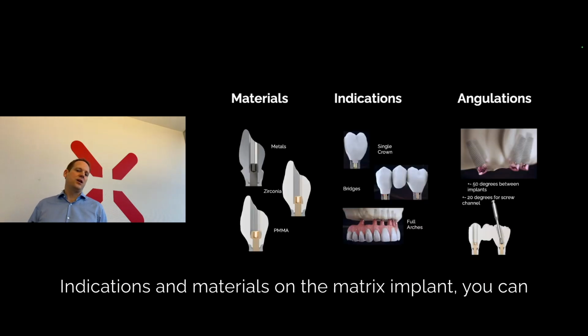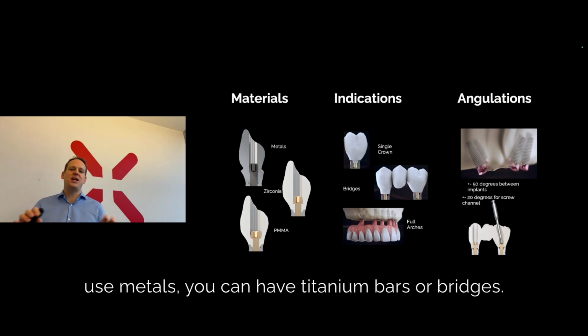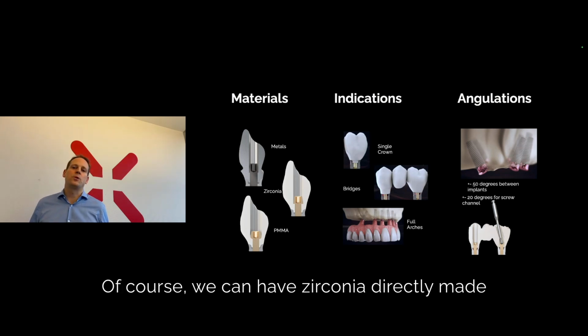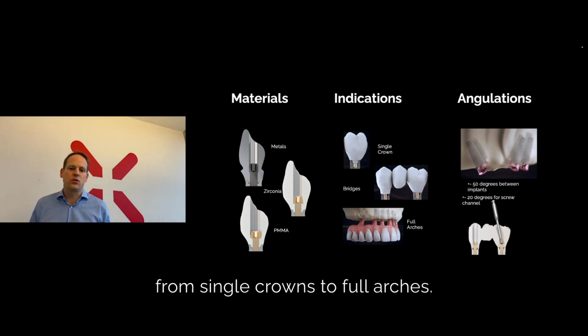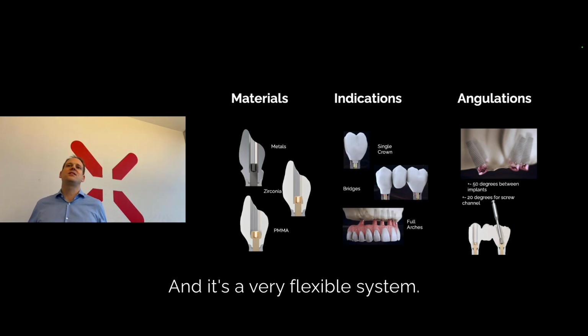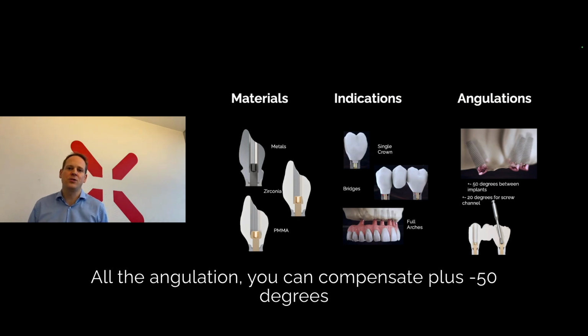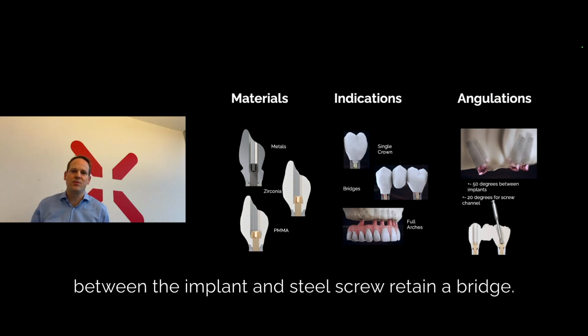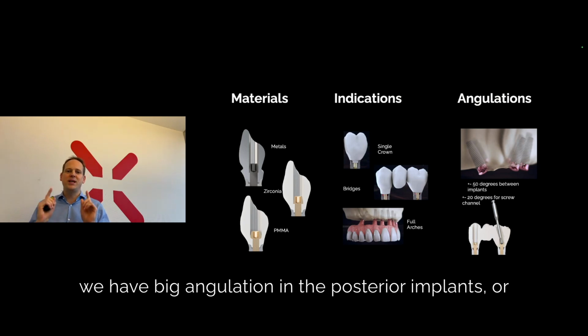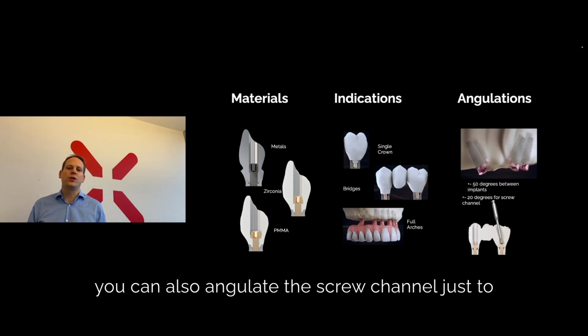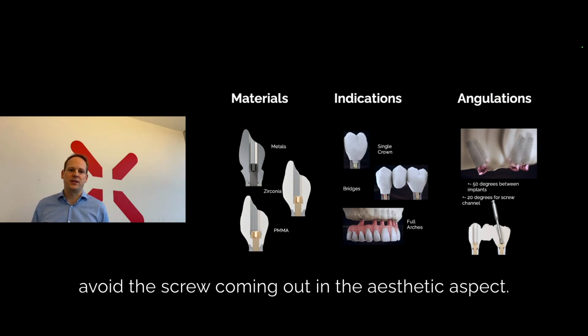On the matrix implant, you can use metals, you can have titanium bars or bridges. Of course, we can have zirconia directly made to the matrix, or also PMMA for provisionals. We can cover all the indications from single crowns to full arches, and it's a very flexible system. All the angulation, you can compensate plus minus 50 degrees between the implants and still screw retain a bridge. That's essential for the all-on-4 treatments where you have big angulation in the posterior implants, or you can also angulate the screw channel just to avoid the screw coming out in the aesthetic aspect.